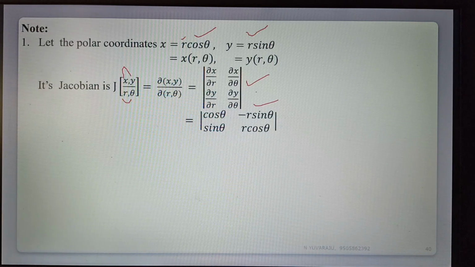Next, dou y by dou r is sin theta, and dou y by dou theta is equal to r cos theta. Now finding the determinant: r into cos square theta plus r into sin square theta, that is equal to r common, cos square theta plus sin square theta, which is equal to 1. So the Jacobian in polar coordinates, the Jacobian of x y with respect to r comma theta, is equal to r.